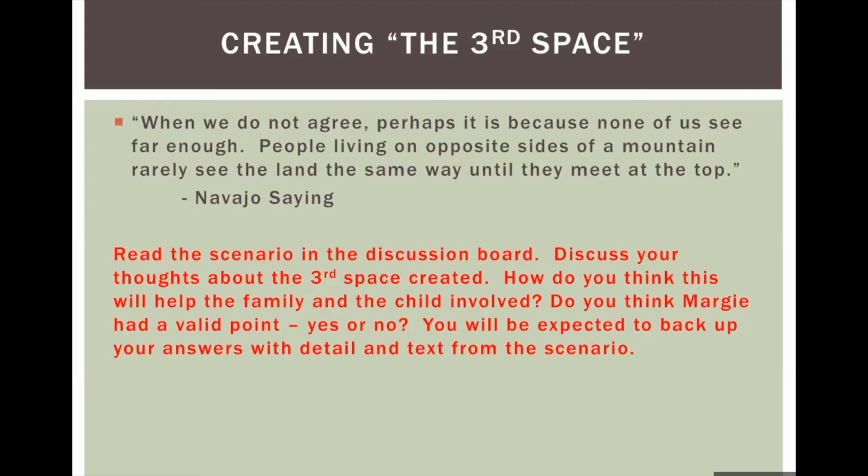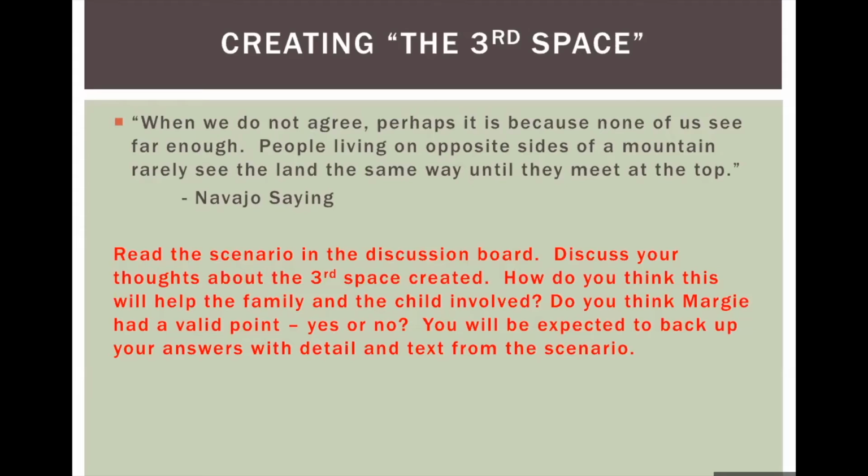This Navajo saying puts it beautifully. When we do not agree, perhaps it is because none of us see far enough. People living on opposite sides of the mountain rarely see the land the same way until they meet at the top. Third space is something built by two people who disagree or have opposing ideas on an issue or issues. Building a third space can bring them to a place where they can successfully work together.